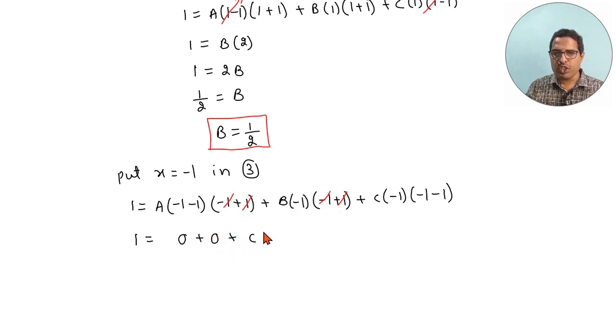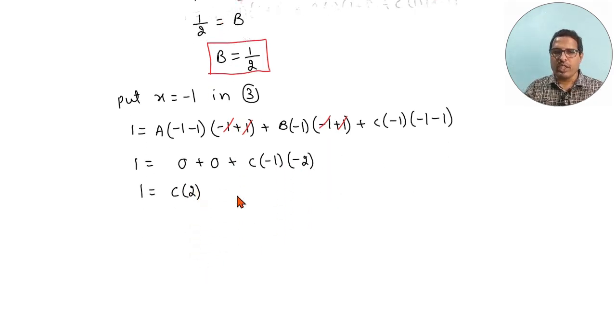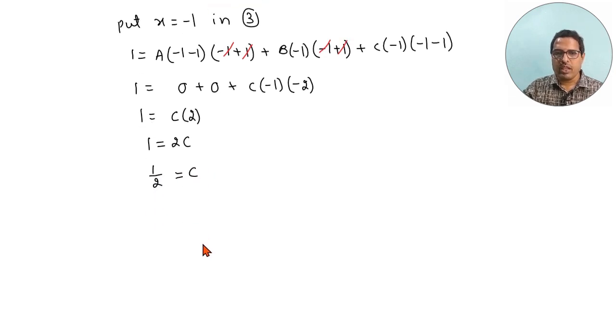You are left with c into minus 1 into minus 2. Ignore the zeros. Minus times minus becomes plus, and 1 times 2 is just 2. Hence we have 1 is equal to 2 times c. Cross multiplying the 2, it becomes 1 by 2 is equal to c. Therefore, we have got the value of c to be equal to 1 by 2. So the c value has been obtained.